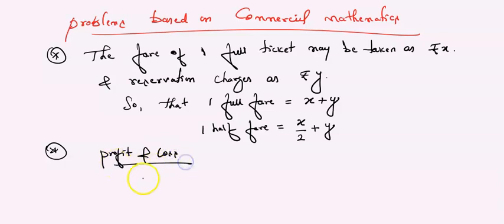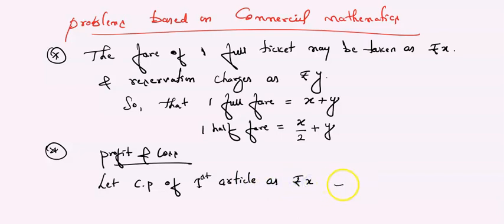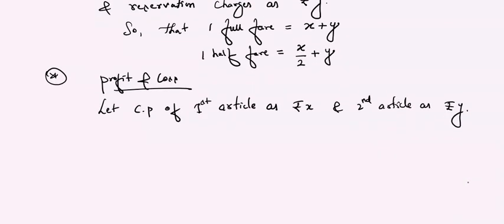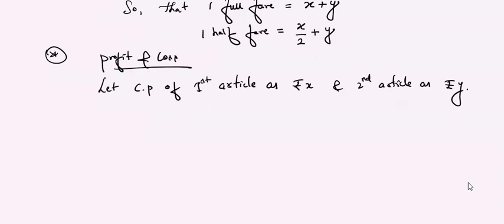How we have to take? Very simple. First we have to assume the cost price of the first article as rupees X, and the second article as rupees Y. That's it. You have to use the first article's cost price as X and the second article's cost price as Y. They will give you the rest of the conditions. Use this X and Y case and you can easily solve the profit and loss cases.